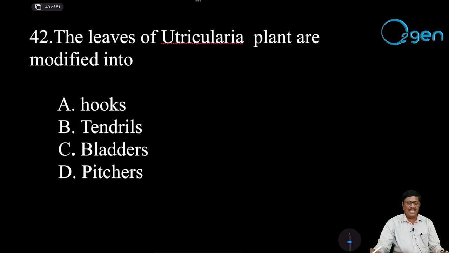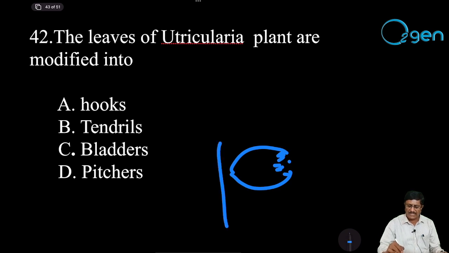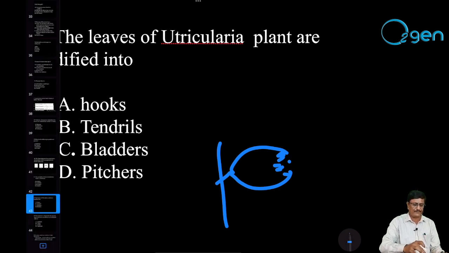Question 42. The leaves of the Utricularia plant are modified into. Utricularia is an insectivorous plant. It is an aquatic plant in which leaves are modified for capture of the food, that is, capture of insects. The leaves are modified into bladders. Hence, Utricularia is commonly called bladderwort. Leaves are modified for catching the insects.